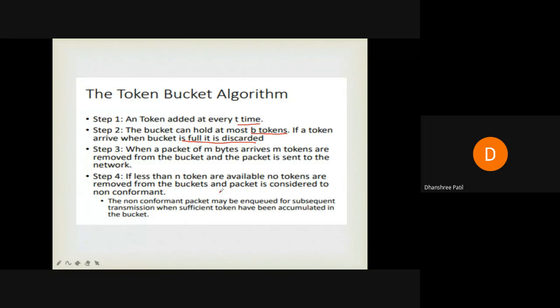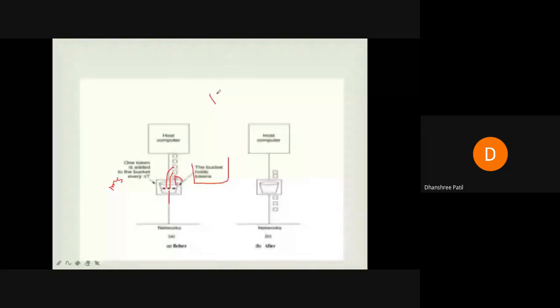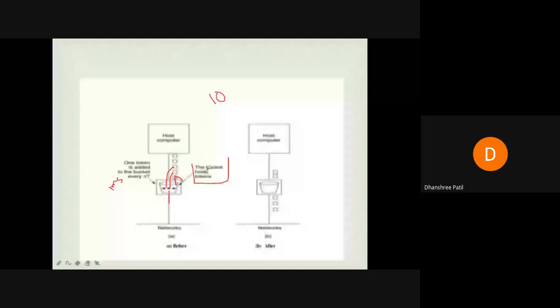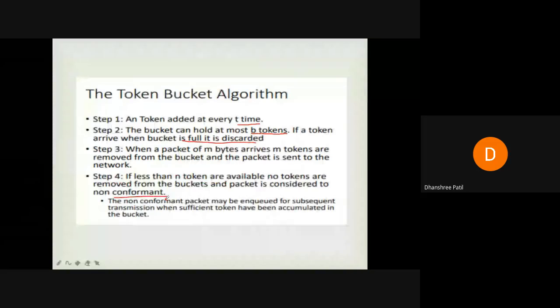If fewer than m tokens are available, no tokens are removed from the bucket and the packet is considered non-conformant. Non-conformant means what? Suppose a packet requires 10 tokens, but that is not the capacity of this particular network or bucket. In that case, that packet will not be sent to the network, and such packets are called non-conformant packets.